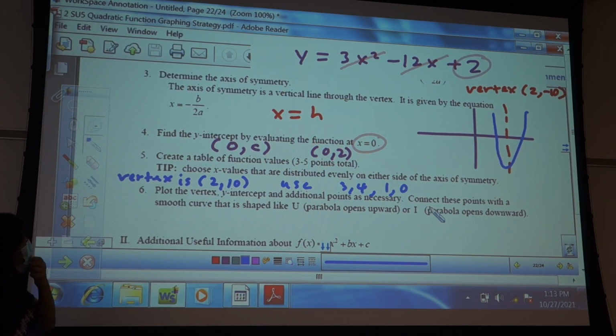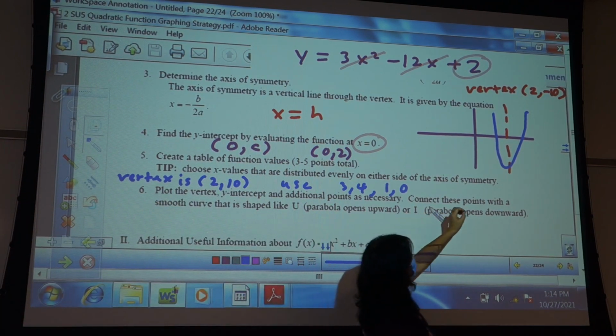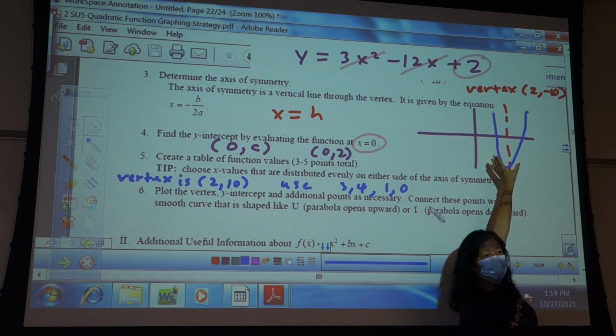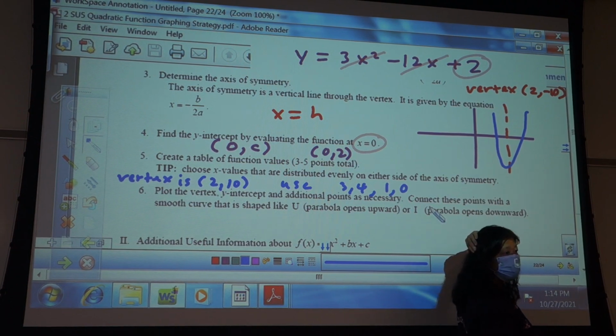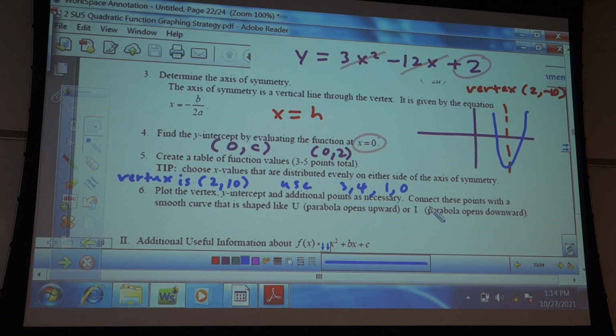And then figure out, since my A is positive 3, it should open upwards. Good. All right, so then there's some other useful information you can take a look at.